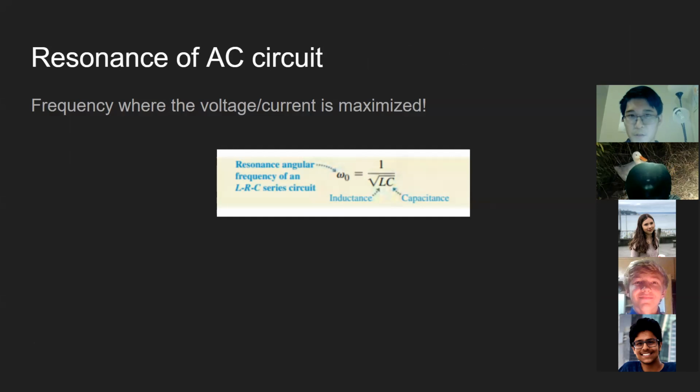Remember in our physics lab, you could see the curve of the resonance. It peaks and then drops down, looking almost like a Gaussian. The peak is where it's at resonance, where the driving frequency is equal to this resonance value calculated from 1/√(LC).